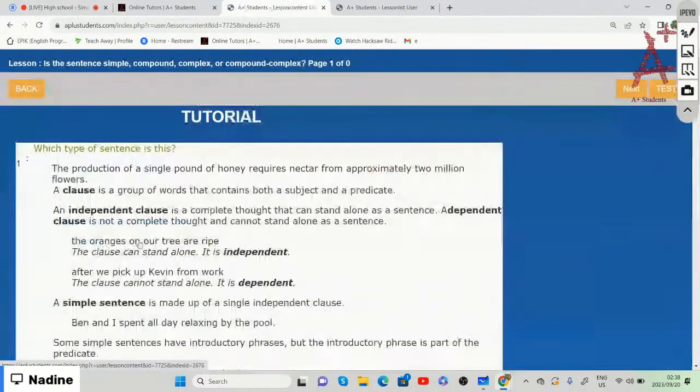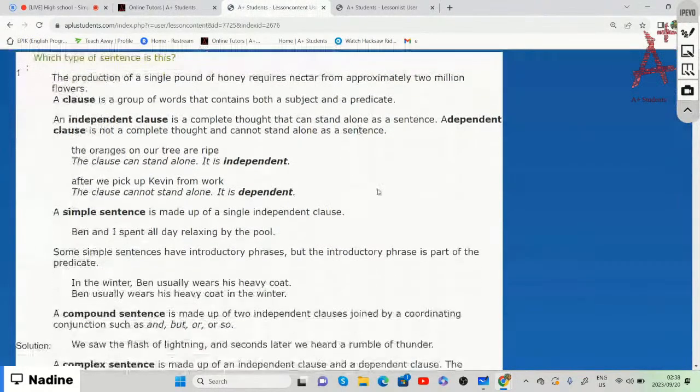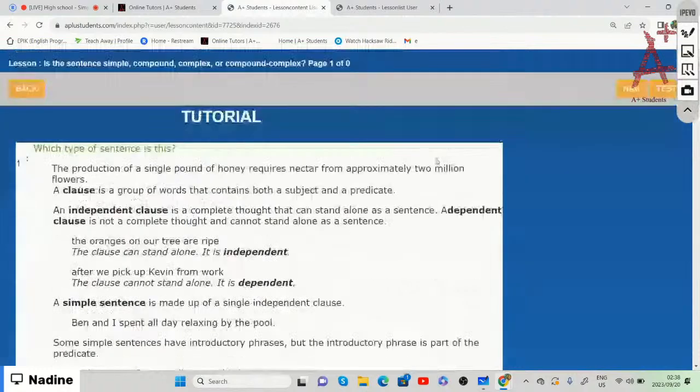All right, so now we're going to the next lesson, which is the sentence simple, compound, complex, or compound complex?